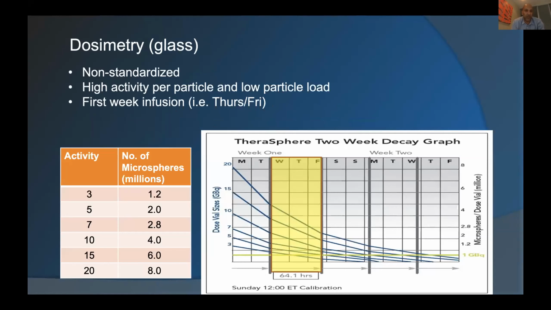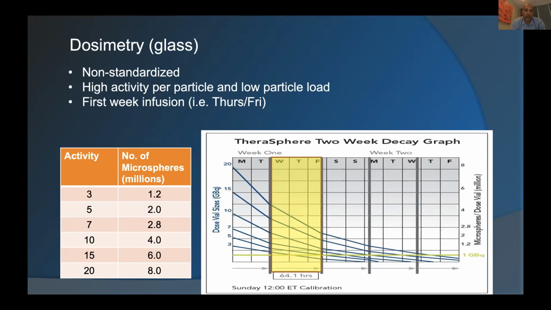This tends to be, admittedly, a little bit non-standardized. There's no magic formula. We do have a paper coming out, it's in press right now, on kind of an instruction guide on how to dose this. But if you're using the glass, which is what we typically do, the way glass TheraSphere works is that you start on a Sunday and it decays with time. Okay, so in the first week, it's hot. And then by the second week, like day 8, which is Monday, it starts to get cooler.